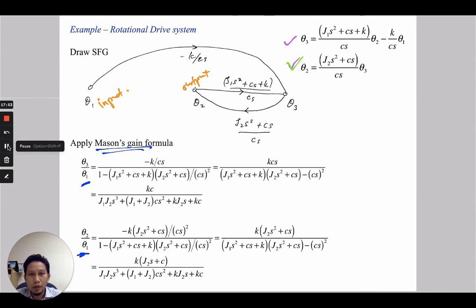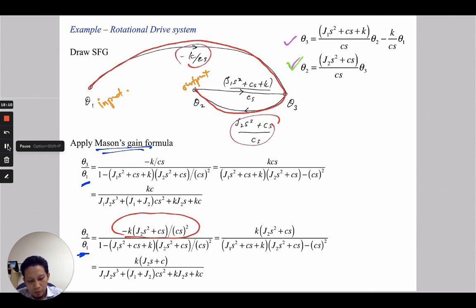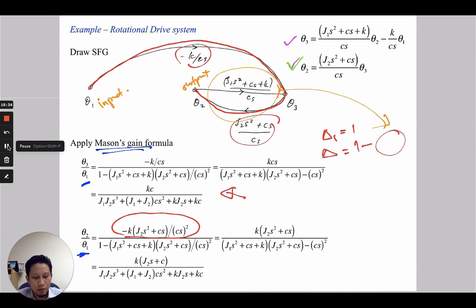So we need to find T1, which is the forward path from the input to the output, which in this case is here and here. Okay, so we have T1 equals this multiplied by this. And then delta 1 is the same, delta 1 is equal to 1, and delta is similar to the first example here. So our delta is 1 minus the loop over here. So this is the loop here, and then we can find the transfer function theta 2 over theta 1.